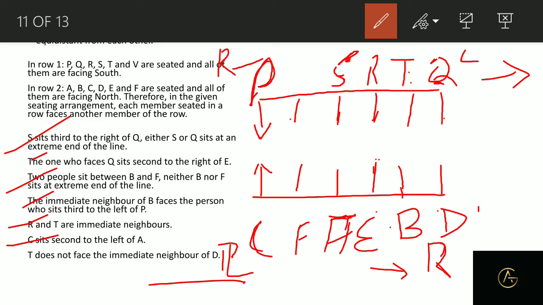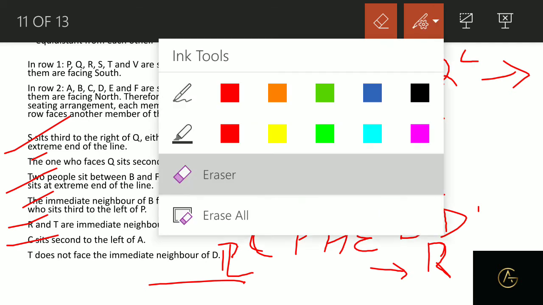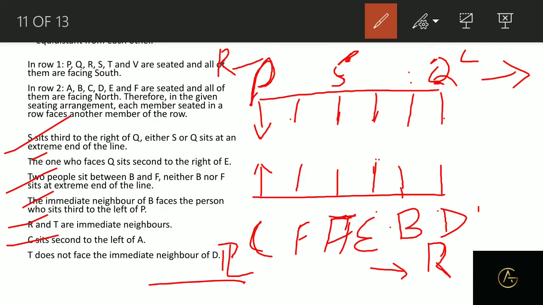So here it will be T and R. Now what is left here? V. So this is our arrangement. Right? Done? So next, move on to the questions.